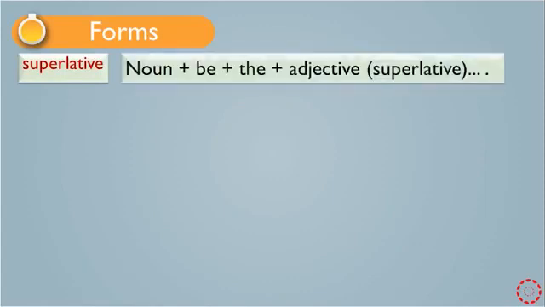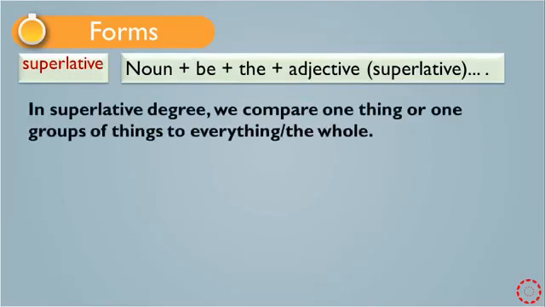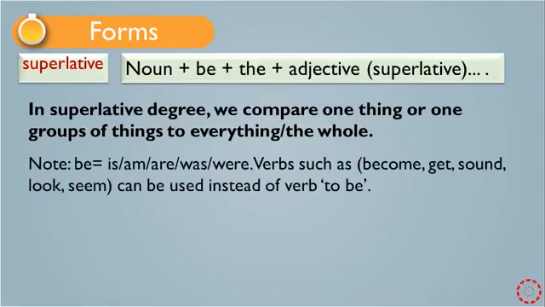Now we have superlative. Noun plus be plus the adjective in superlative degree. In superlative degree, we compare one thing or one group of things to everything, the whole. We compare one thing to a group, to other things, to everything, to the whole. Okay? Look. We have noun, this noun that we compare, plus be. Be is, was, were. As I told you, become, get, sound, look, seem can be used instead of verb to be here again. We have the adjective in superlative degree.